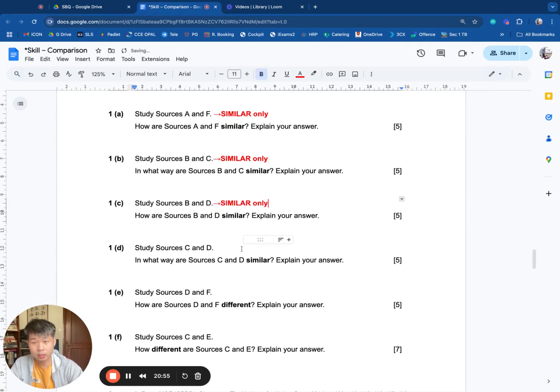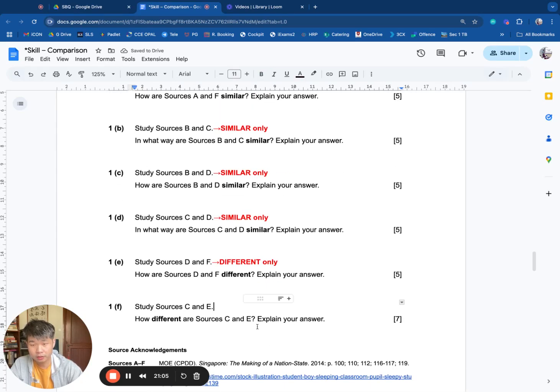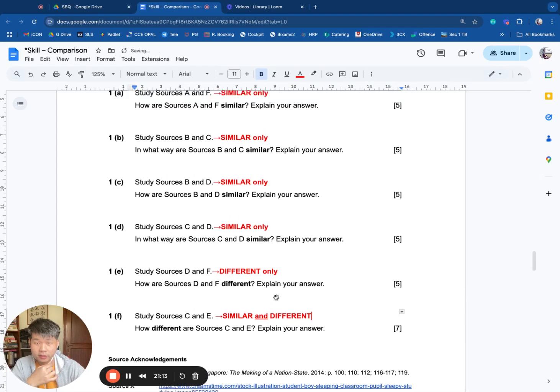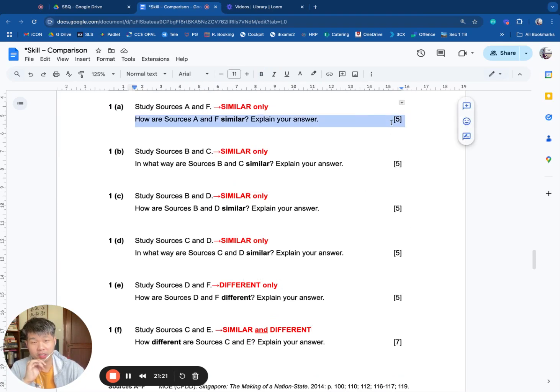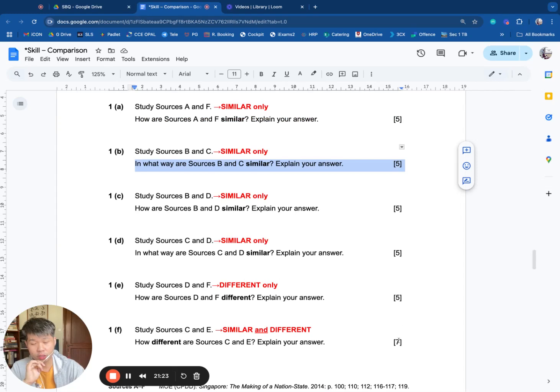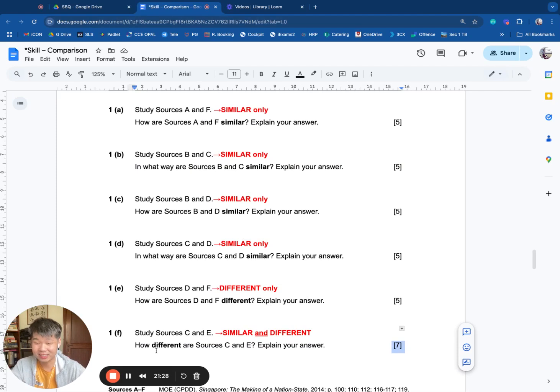And then this is also one-sided, so it's similar only. This is one-sided, similar only, different only. And this one would be the words at the front. So now this, you know, it's two-sided, it's similar and different. Okay, so that is really all you need to figure out for one-sided and two-sided. And if you are further in doubt, the clue is at the marks, because 5 marks, 5, 5, 5, 5, 7. So this one is different from the rest. It's two-sided. How different are Source C and E? You must write both the similarity and the difference. So that's what I want to tell you.